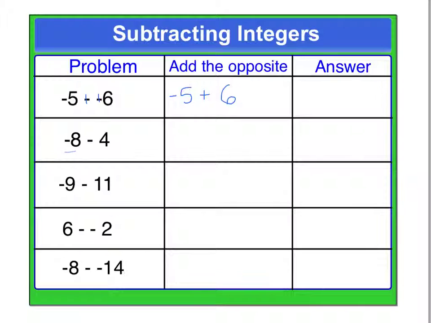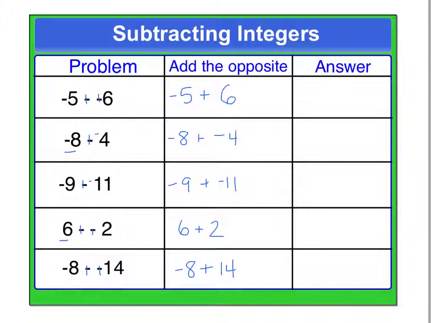So keep the first one, change subtraction to addition, and flip the second one. So positive 4 becomes negative 4. Keep the first one, change the subtraction to addition, and flip it from positive 11 to negative 11. Keep the 6, change it to addition, and the opposite of negative 2 is positive 2. Keep the negative 8, change it to addition, and flip the second one, and we get a positive 14.